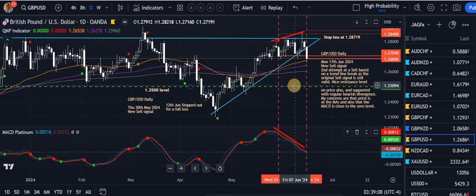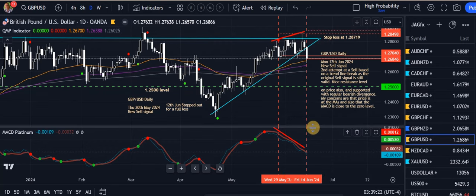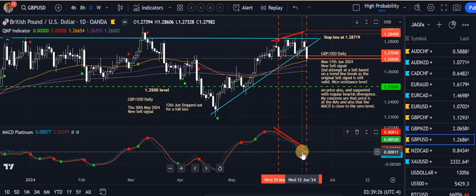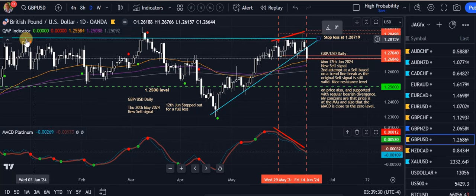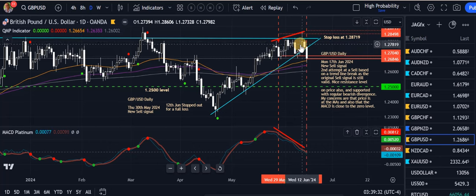Second attempt at a sell based on a trend line break. Original sell signal still valid. So we're basically going to get in roughly about the same place, or close to it, that we got in the original one. The stop's going to be a little bit higher above the high here, and we're going to have a run. My only concern is that price is at the moving averages already, and it's close to the MACD platinum. But I'm going to have a go at this because I like this resistance level and price.